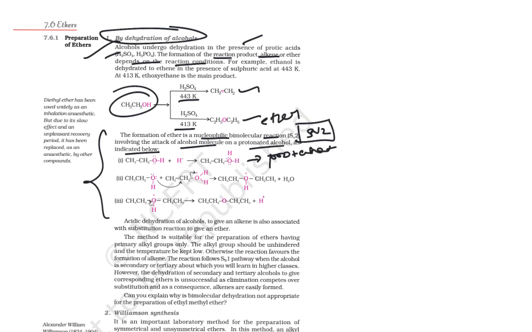The second step is that the alcohol acts as a nucleophile, so there is a nucleophilic attack on this carbon. Then the last step is deprotonation. So the first step is protonation, the second step is nucleophilic attack, and the third step is deprotonation.